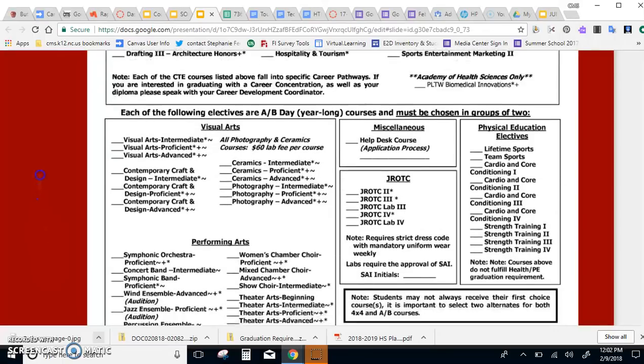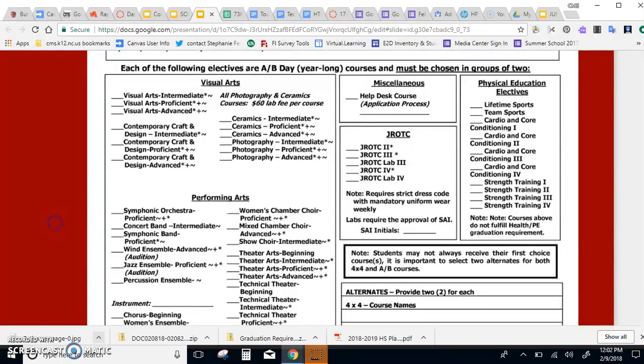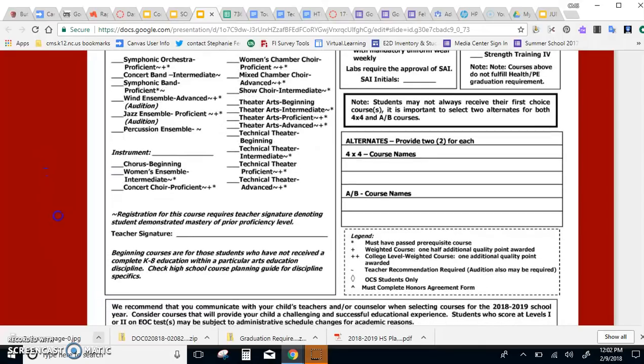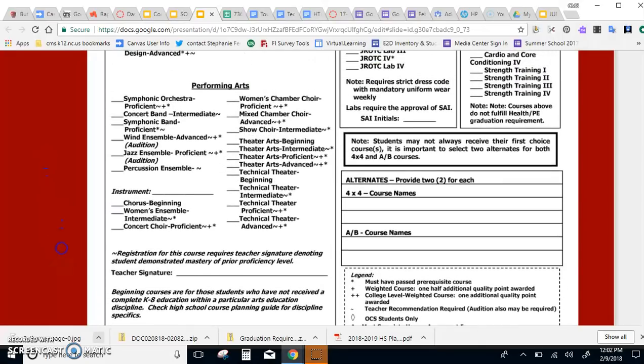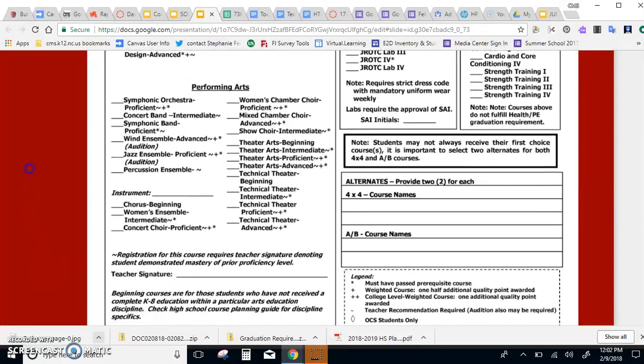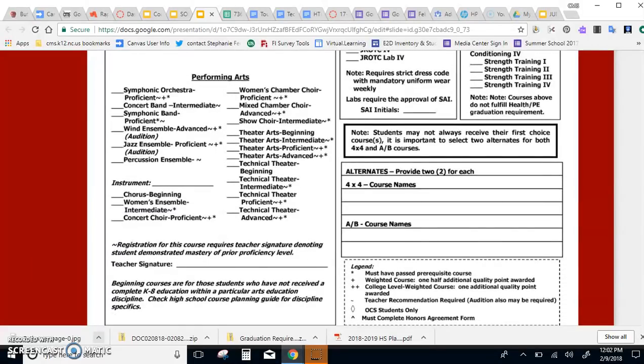Next, let's look at Fine Arts. You must have met prerequisites to register for upper-level arts, photography, band, choral, and theater courses. A teacher's signature is a requirement for any level beyond beginners. Please do not select these upper-level courses if you have no teacher's signature. Please note the $60 fee associated with photography and ceramics courses.